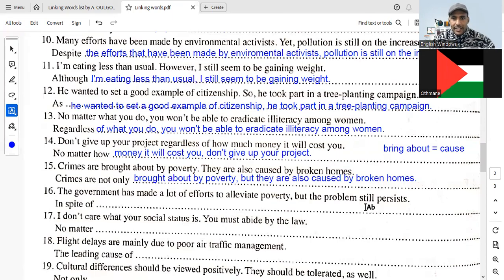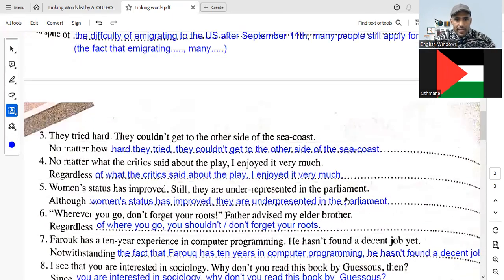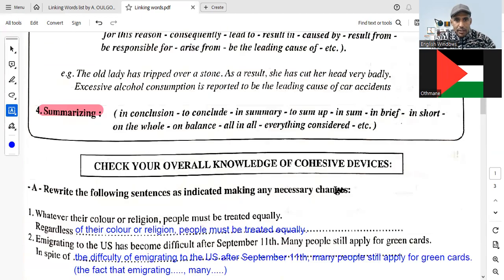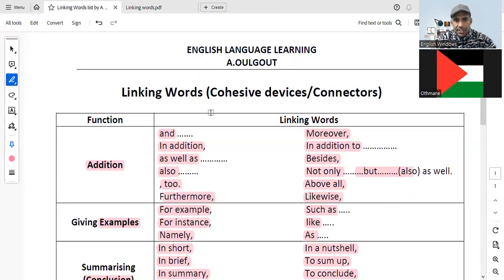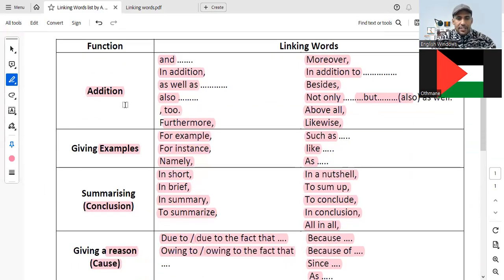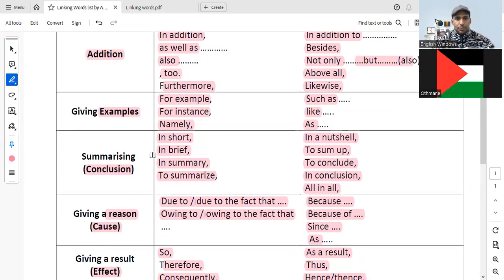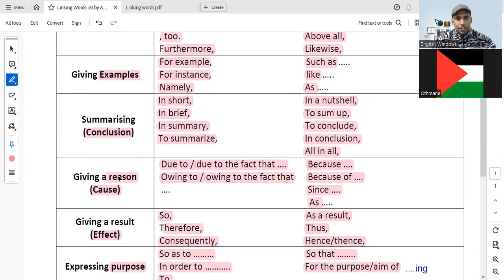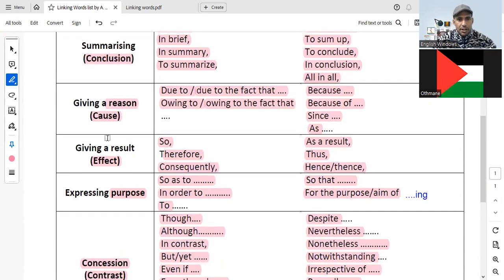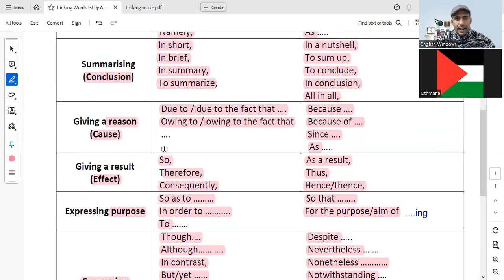Okay, that sounds really interesting. Great. Now let's take some examples, guys, at this time, and then we are going to finish this session. We have here some words, mostly for giving examples, for cause and effects mostly.